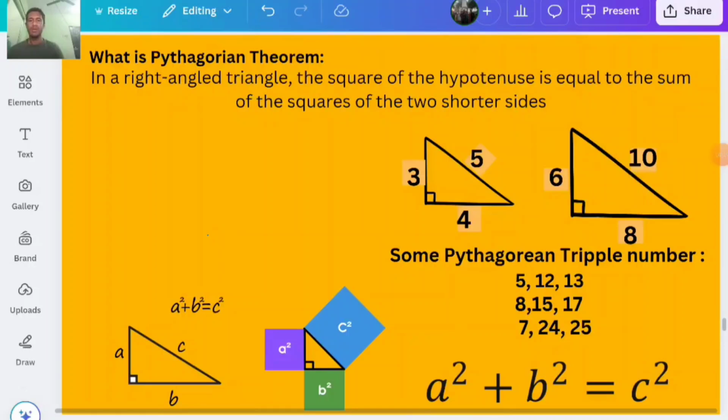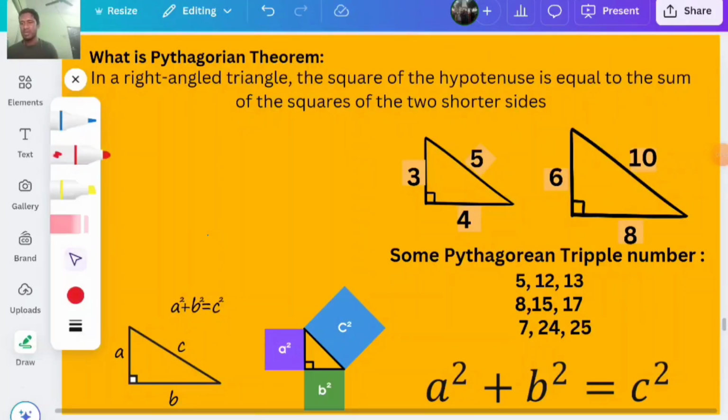In a right angle triangle, the square of the hypotenuse is equal to the sum of the squares of the two shorter sides. So when we get a right angle triangle, we can think that the square of the hypotenuse will be the sum of the squares of the other two legs.